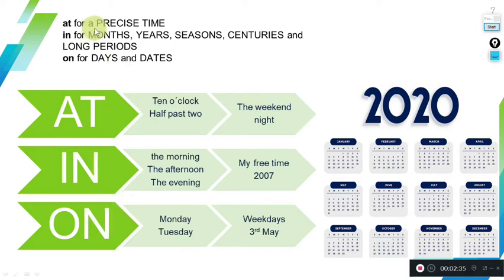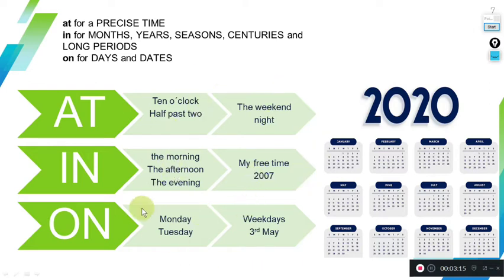At, we're going to use for precise time, tiempo preciso, horas. In for months, years, seasons, centuries, and long periods: meses, años, estaciones, centenarios y periodos largos. On for days and dates, días y fechas. We usually are going to see these prepositions of time with these phrases.